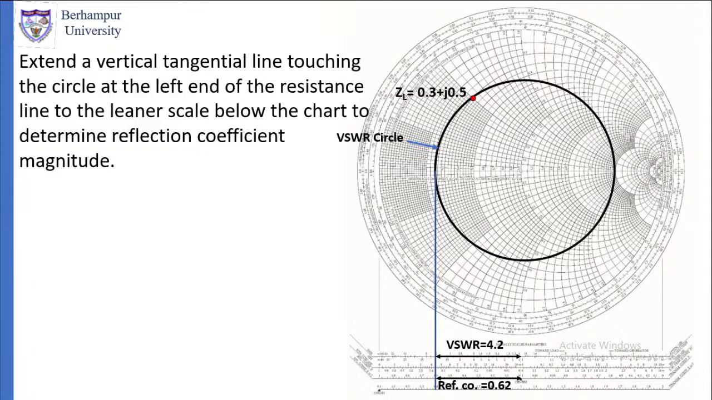To determine what is the VSWR and what is the reflection coefficient for this 15 plus J25 load, do this, take about 10 seconds. Let me give you 10 seconds. So drop this line and find out what is VSWR and reflection coefficient. Drop this and read it on this scale. Let me show you how to read this. Go to the next one.